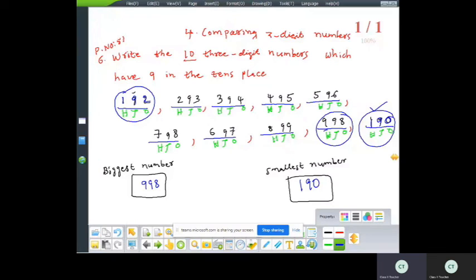The biggest number from these 10 numbers is 998. The smallest number from these 10 three-digit numbers is 190. You can write as you wish to get a different number, but the condition is the digit 9 in the 10th place. You can generate different numbers by using different digits, but the condition is 9 in the 10th place. This is question number 6.